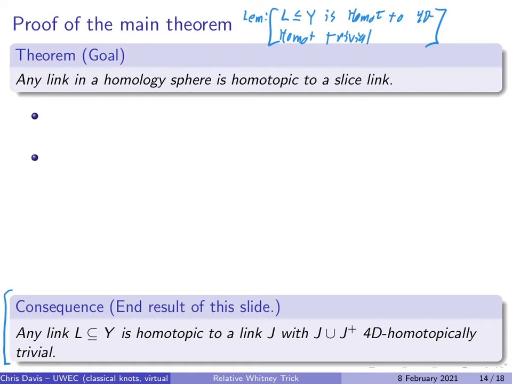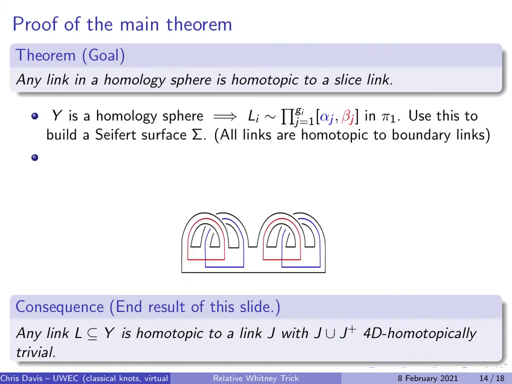I'll show that any link is homotopic to a link which has the property that the link, together with its zero-frame pushoff, is 4D homotopically trivial. So let's go ahead and do that. For starters, Y is a homology sphere. So that means that the link you start with is null homologous. So it's a commutator in the fundamental group of Y.